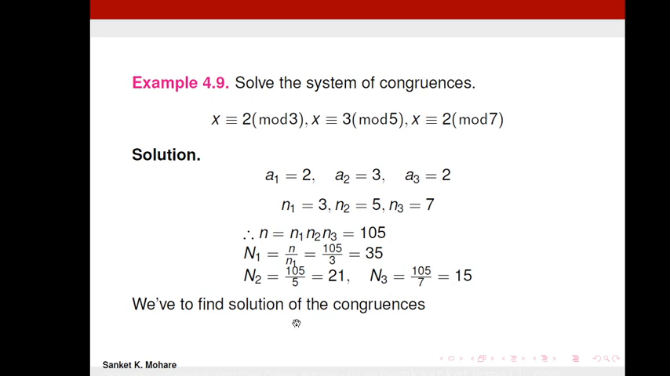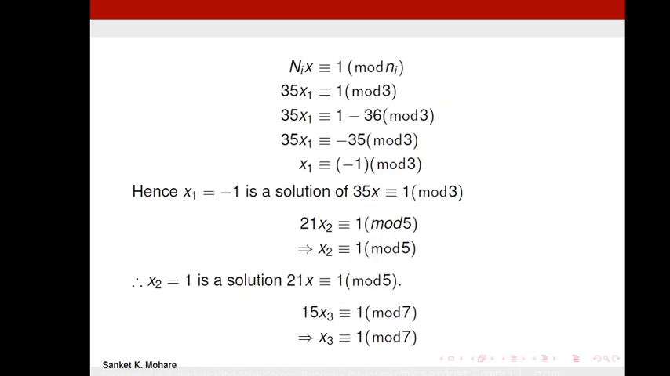Now we have to find the solutions of the congruences. As in the proof of the Chinese remainder theorem, here also we proceed. So Ni x is congruent to 1 modulo ni, where i varies from 1 to 3. The value of capital N1 is 35, and the value of small n1 is 3. So 35 x1 is congruent to 1 modulo 3.